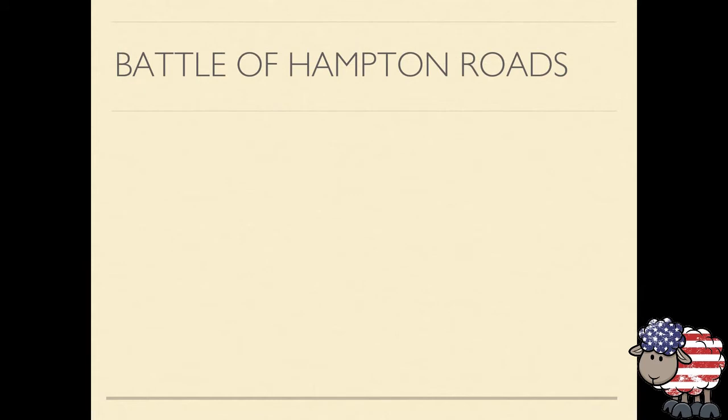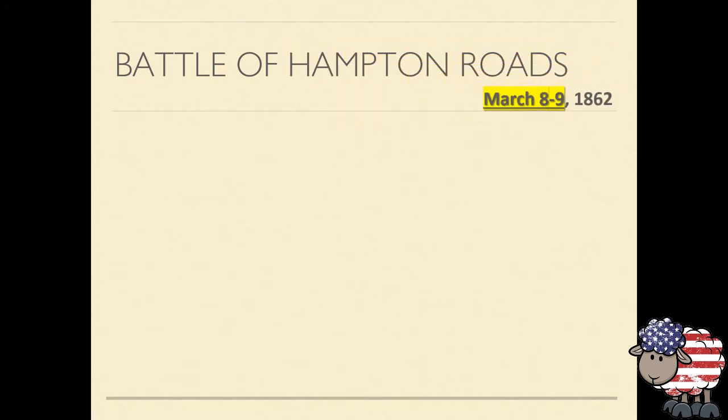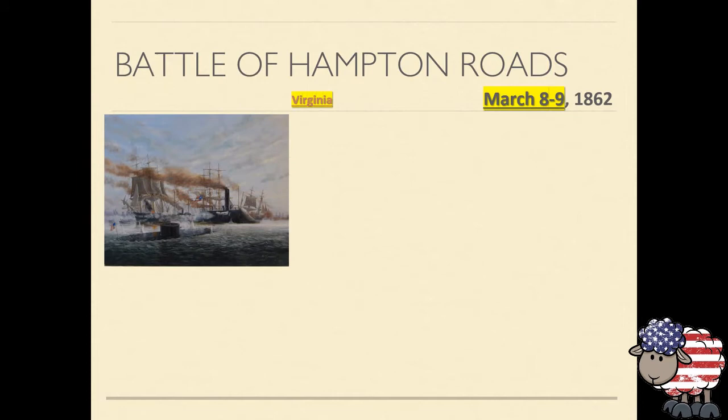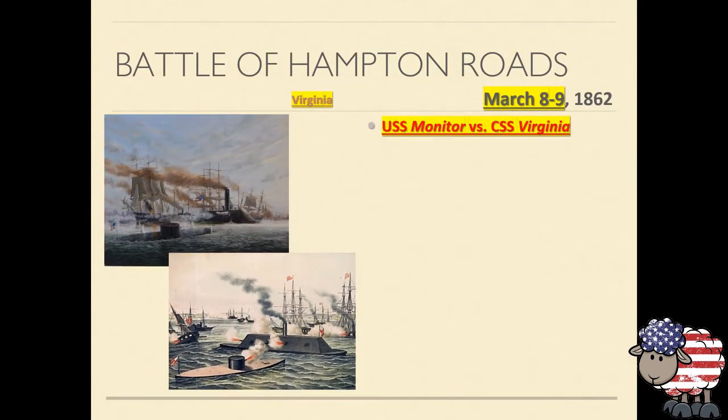The Battle of Hampton Roads. This is one of the more glorious battles of the war. Glorious in terms of its uniqueness. Now, it took place in Virginia in March 1862, and really this is the first battle between two ironclad ships, the USS Monitor and the CSS Virginia.